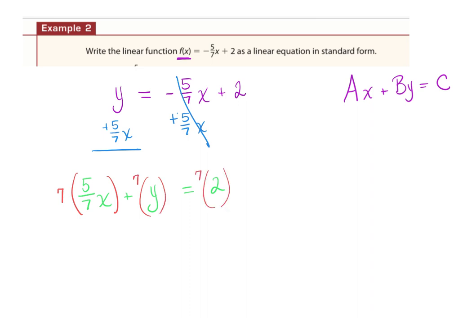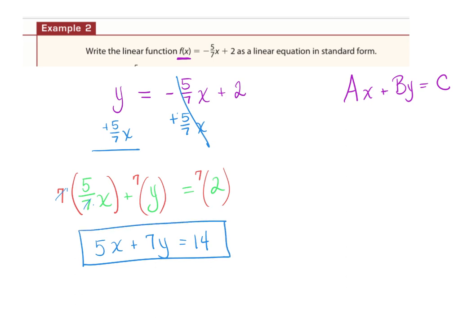Every one of those I'm going to multiply by 7. When I do that, what happens here? Well, 7 times 5 over 7, you can cross cancel, can't you? Those both become 1s. So that actually just gets rid of my denominator altogether, and that becomes 5x. 7 times y, well, that's easy. That's just 7y. And then 7 times 2, that is 14. So this is what this looks like in standard form. All right?